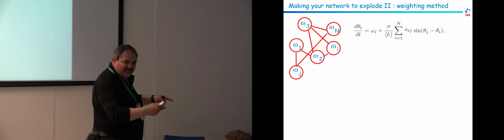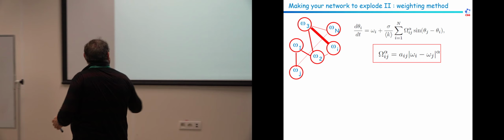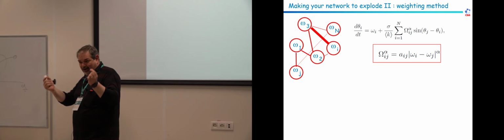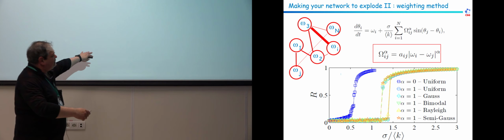So what I do, you see here you have A_ij. If I say next, this transforms in A_ij times a weight depending on omega_i and omega_j, that is, you put here some weight. And the weights are the same philosophy as before. If you are close by in frequency, your weight is small. So the weight is proportional to a power alpha of the difference in frequency. So the more you're close in frequency, the less you weigh, for positive alpha.